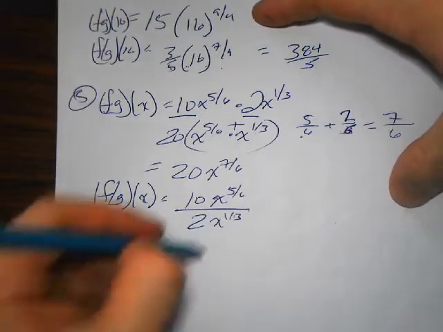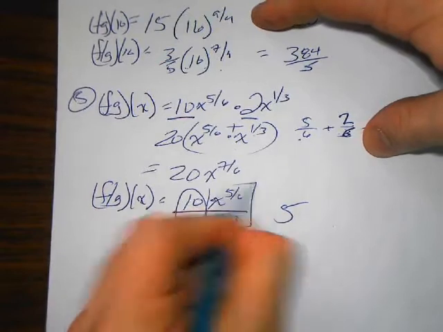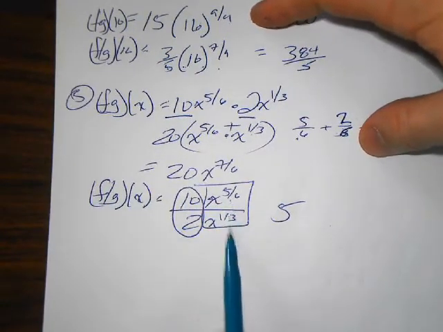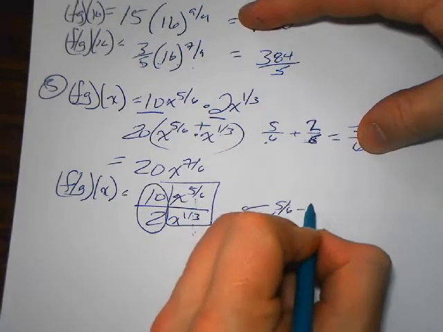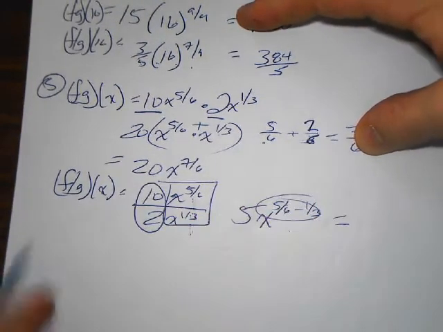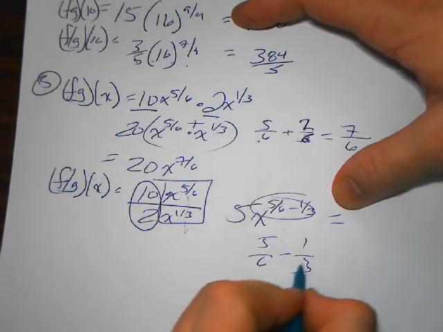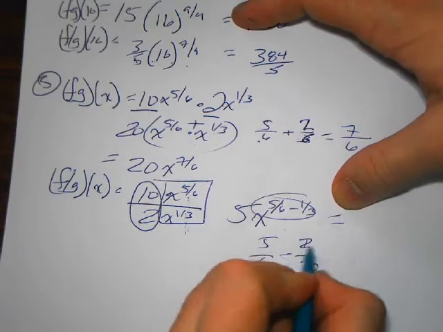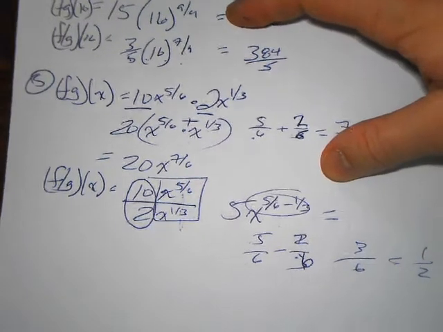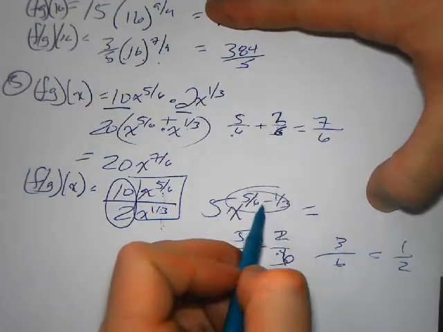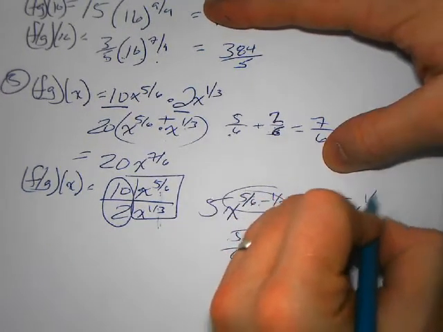Alright, so from here we do the exact same deal that we did last time. 10 divided by 2 is 5, and then now what we can do is use our quotient of powers and subtract these two exponents. So we're going to have x to the 5/6 minus 1/3. When we simplify this right here, 5/6 minus 1/3, we can double 3 to get to 6. 5 minus 2 is 3. So 3/6 is 1/2. So my exponent here is actually going to be 1/2 when I subtract. So 5x to the 1/2 power.